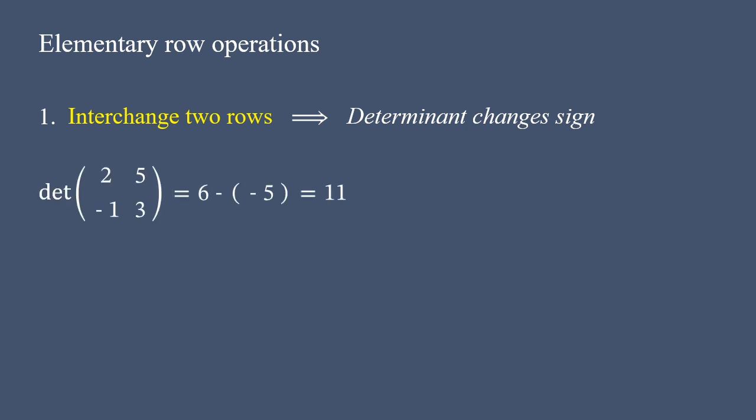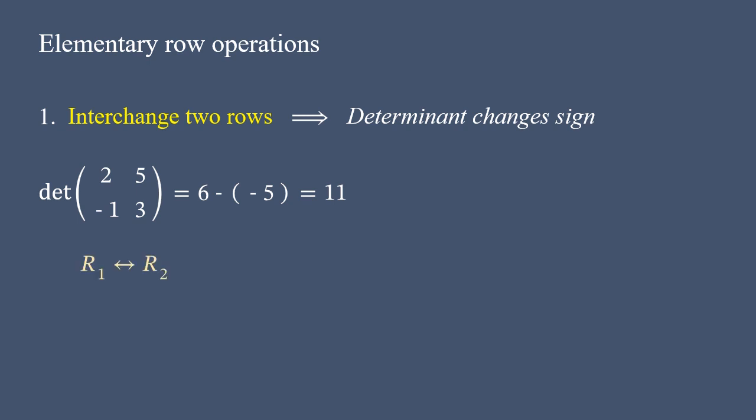Let's take a very simple example. Suppose a 2 by 2 matrix is given. The determinant of this matrix is evaluated by the known rule. We first multiply the elements on the main diagonal, in this case we get 6. Then, we take minus the product of the elements off the main diagonal. And in this case we get -5. So, 6 minus -5 results in 11.